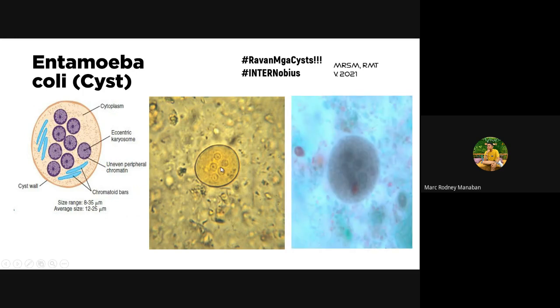And this is the stained version. As you can see, the cytoplasm is granular, somewhat dirty, with many granules. And the karyosome, as I said, is off-center, eccentric. Okay, so that's for the cyst of your Entamoeba coli. And if there are chromatoidal bars, splinter-like, like a broomstick. Okay, broomstick appearance. Now that's for Entamoeba coli.